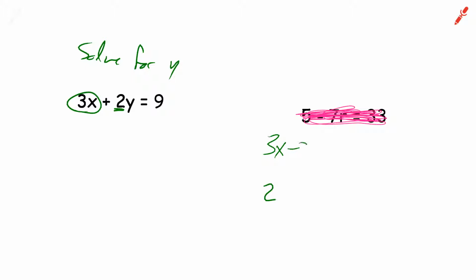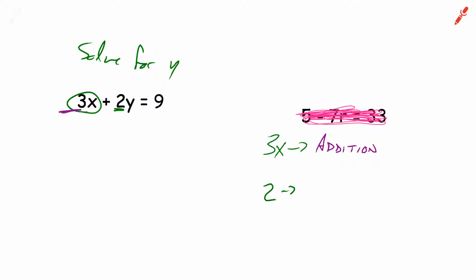So now I stop and I look at it. How is the 3x attached? Well, there's a plus sign between them, so that tells me it's either going to be addition or subtraction. I look out in front of the 3, it's positive, so I know the 3x is attached using addition, or the 3x is being added to my 2y.